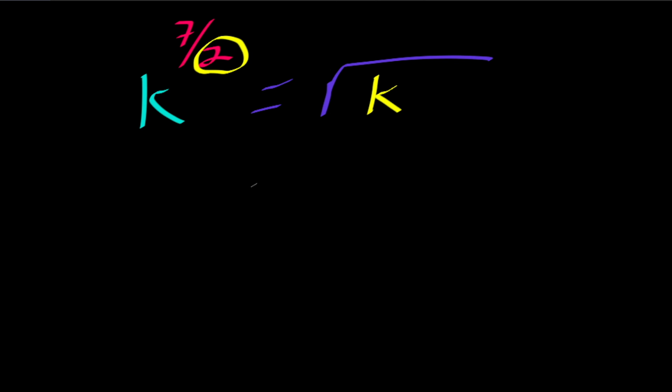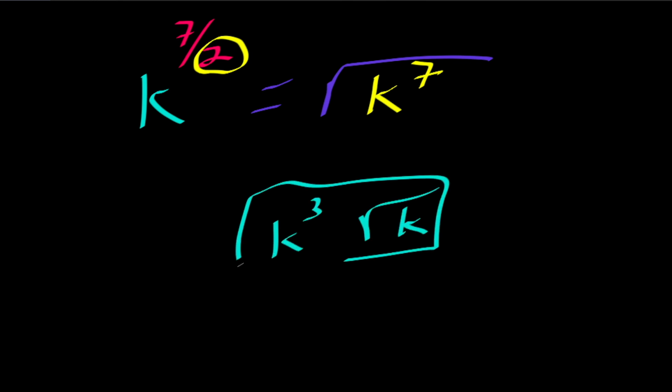All right, now where's that 7 go? Well, 7 is going to be the power of the inside, and this would be our answer. But we can actually simplify this. Let's see, this would end up being k to the 3rd square root k, I believe. Once again, if you need help on that part, just go check out the other video I put up on simplifying radicals with variables, and you'll be good to go.